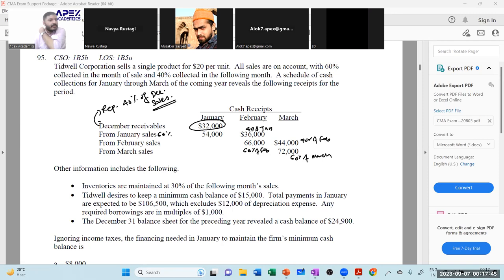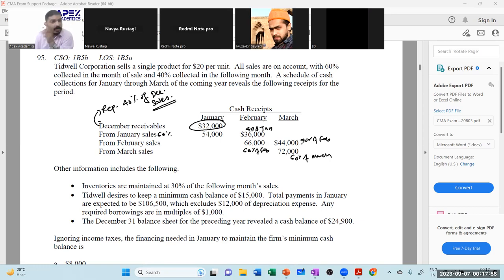Are we clear about this? Yes or no? Yes, sir. Now, inventories are maintained at 30% of the following month's sales.